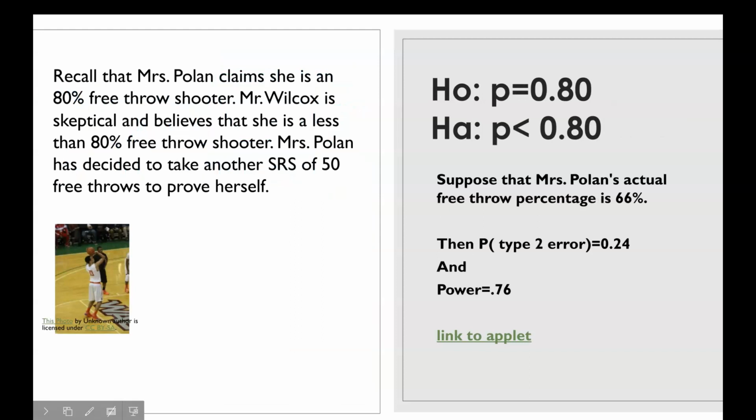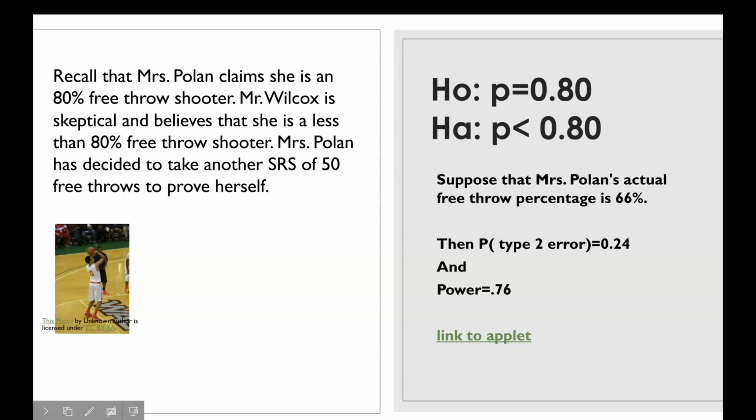So let's go back to the example we started chapter 9 with. Recall that Mrs. Poland claims she's an 80% free throw shooter. Mr. Wilcox is skeptical and believes she's less than an 80% free throw shooter. Mrs. Poland has decided to take another SRS of 50 free throws to prove herself. So I'm restating my null and my alternative hypothesis. Notice that in this case, we're dealing with a left tail test. And suppose that my actual free throw percentage is 66%.